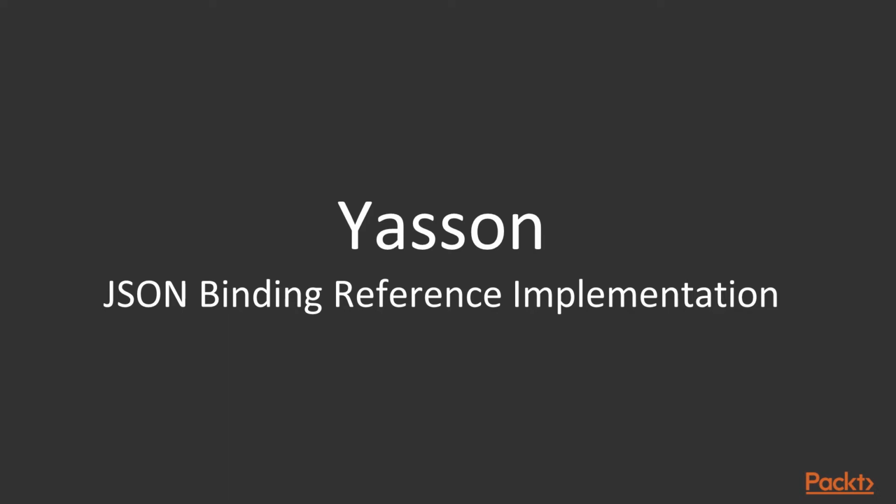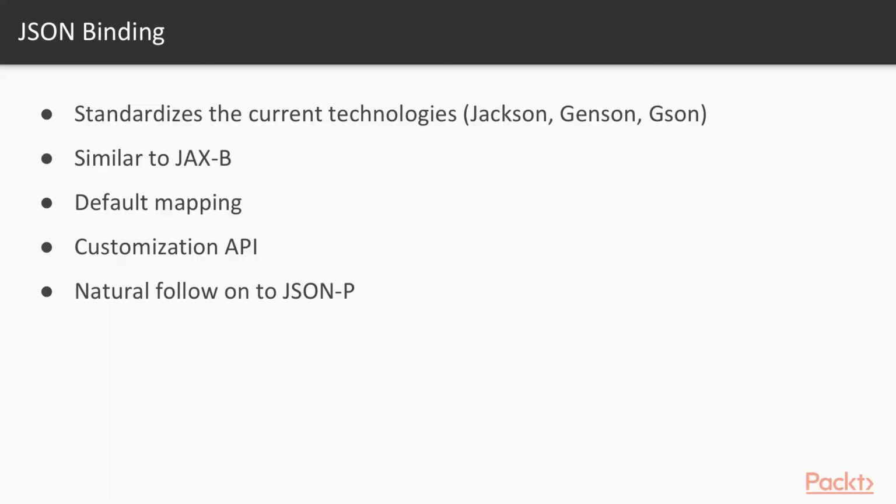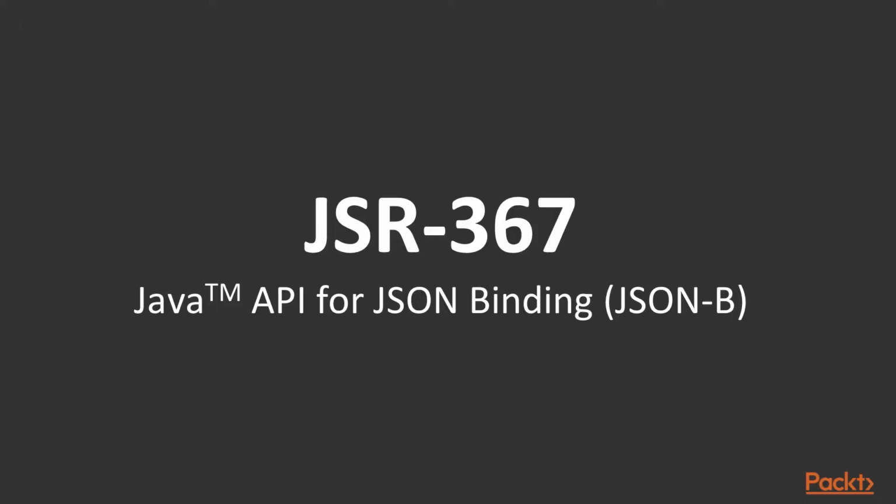Now let me demonstrate where to find information about JSON-B and Yasson on the internet: official websites, issue trackers, source code repositories, and so on. This is the Java Community Process homepage. In order to open the JSON binding JSR page, you just type 367 here, which is the JSON binding JSR number, and press enter or the go button here. And you get redirected to JSR 367, which is the JSON API for JSON binding, as you see here, homepage.